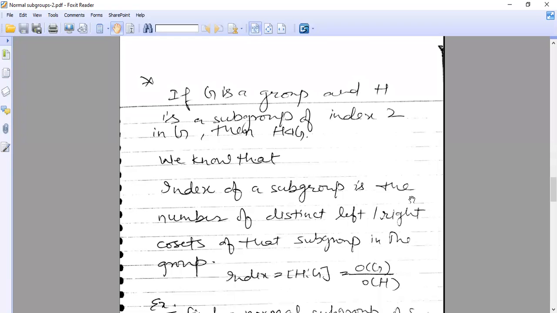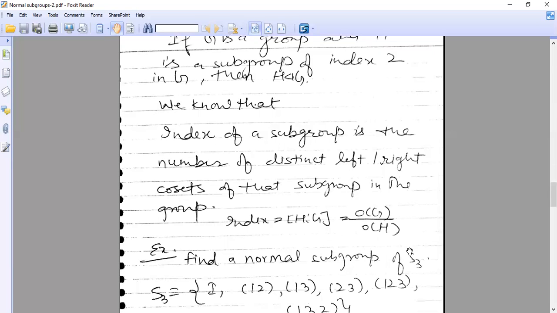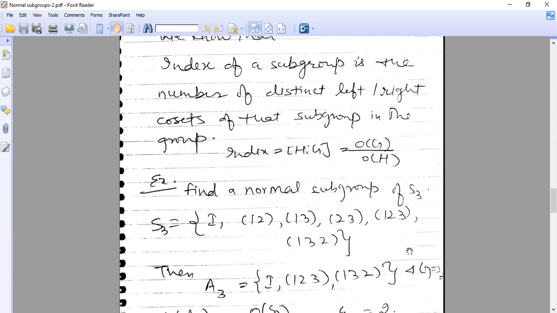The index of a subgroup is the number of distinct left cosets or distinct right cosets of that subgroup in the group, and it is given by order of G upon order of H. You have to remember this condition: if you take any subgroup whose index is 2, then it is a normal subgroup. Then there is no need to test it.